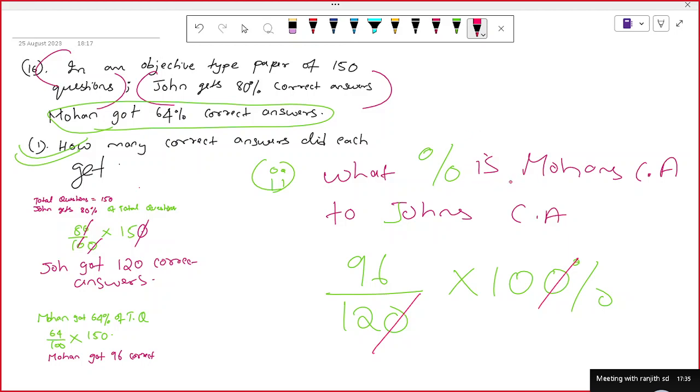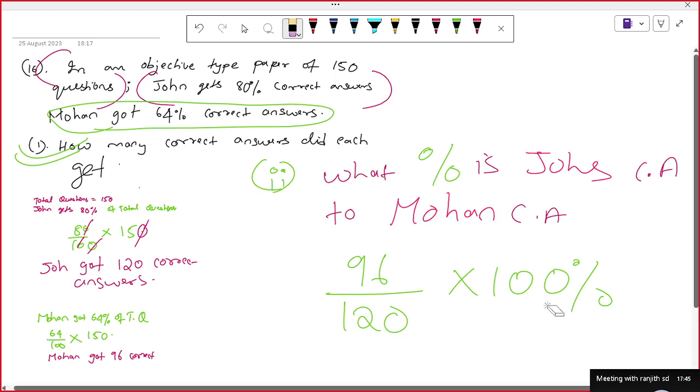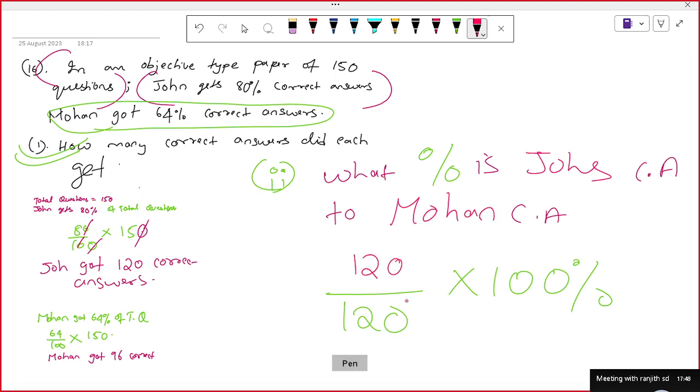Okay, what percent is Mohan's correct answer to John's correct answer? What if they interchange here? What if they write John's correct answer by Mohan's correct answer? Then what's the fraction? So 120 by 96 into 100. Good. 120 by 96. So don't memorize, don't do all those stuffs. Whatever is given in the question, take those values.